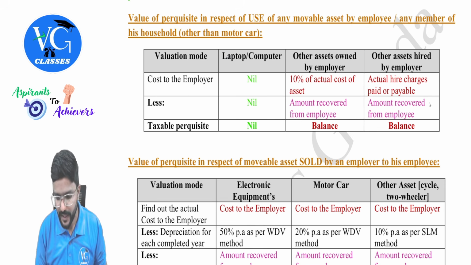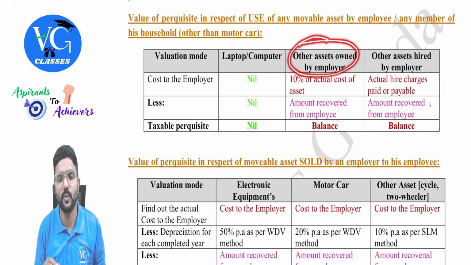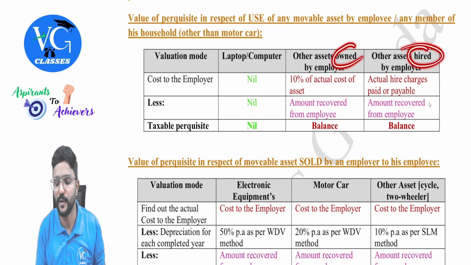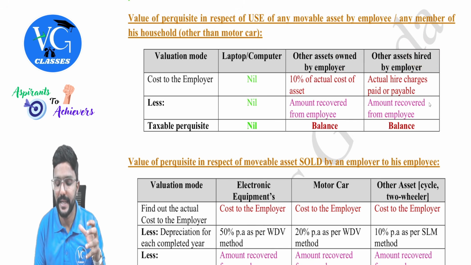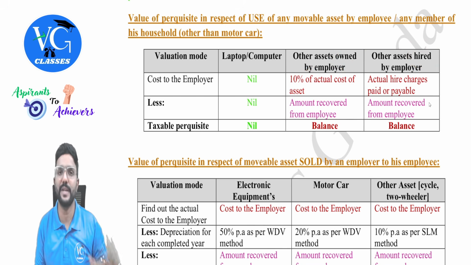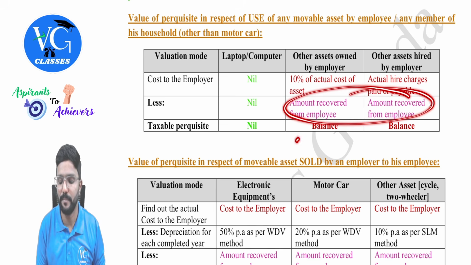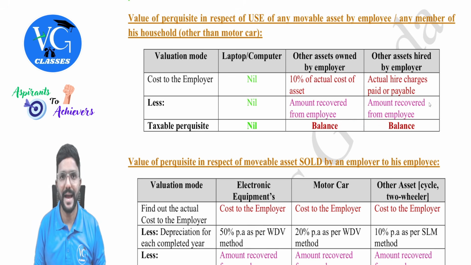Okay, sir. Then, if it is other assets, check whether it is owned by the employer or hired by the employer. If it is owned, take 10% of the actual cost of the asset to the employer. If it is hired, then whatever higher charges the employer is paying for that asset, take it. If any amount is recovered from the employee, reduce it, and the balance is taxable. Balance is taxable, guys.